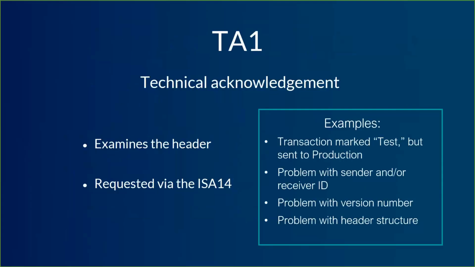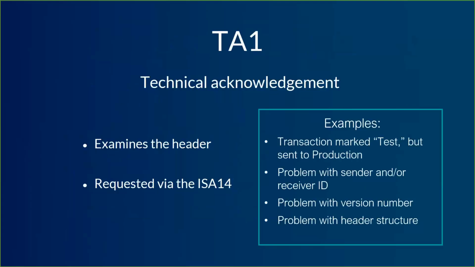A problem with the version number, so remembering that code that we had before that has the version, the document number, and the addendum or errata version. If there's something wrong with that, like it's invalid or it's an old version that's not being accepted anymore, those things could cause a rejection. And a problem with the header structure. The most common one we see for that is for the ISA06 and ISA08 fields.